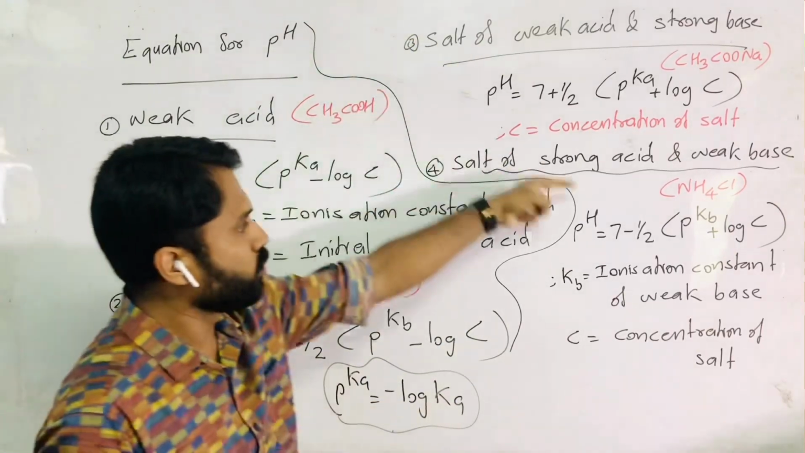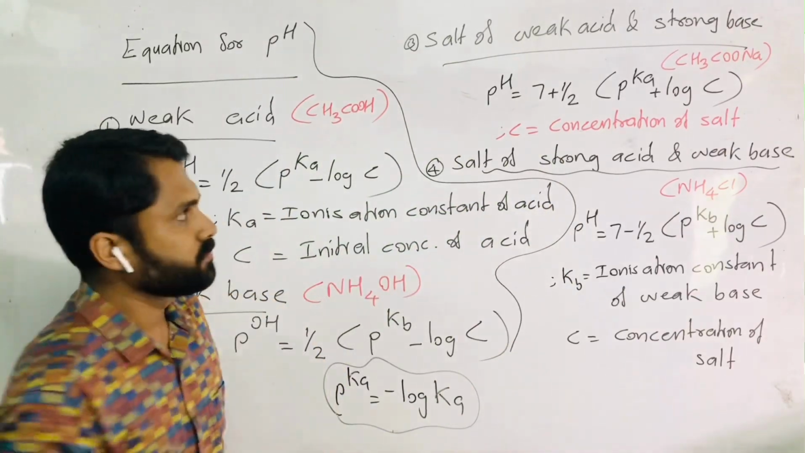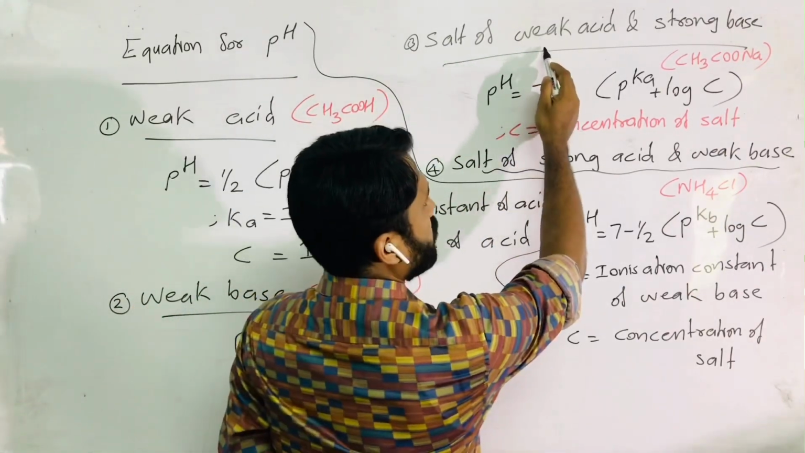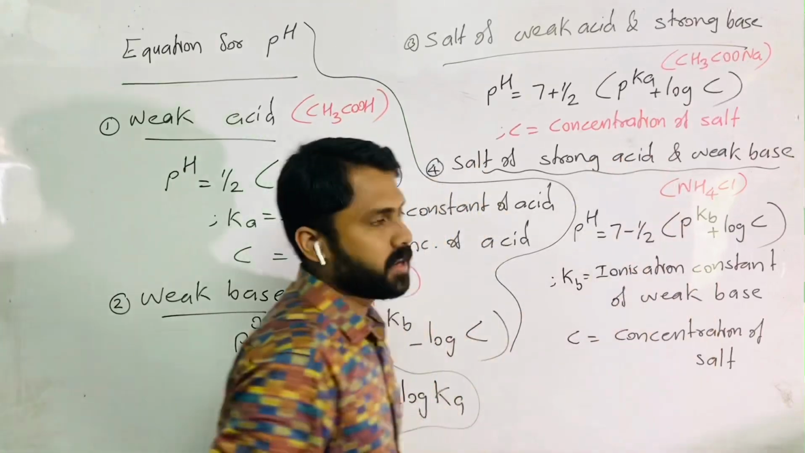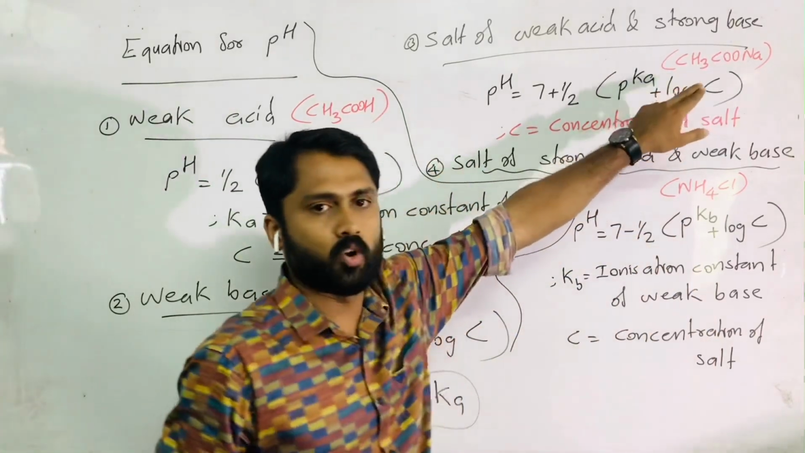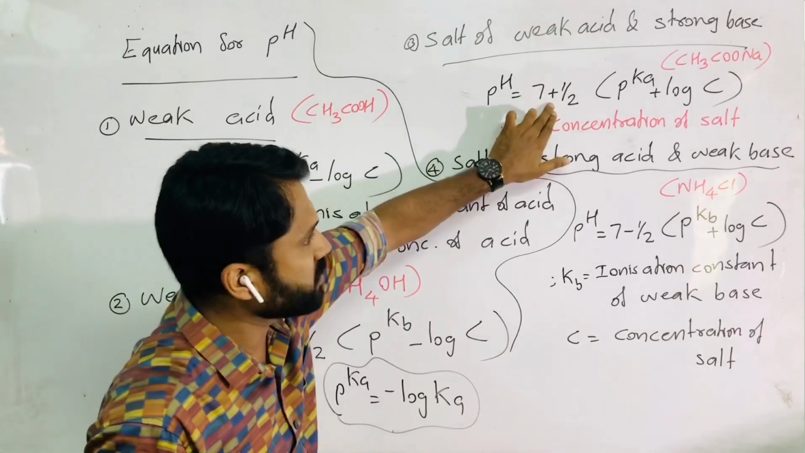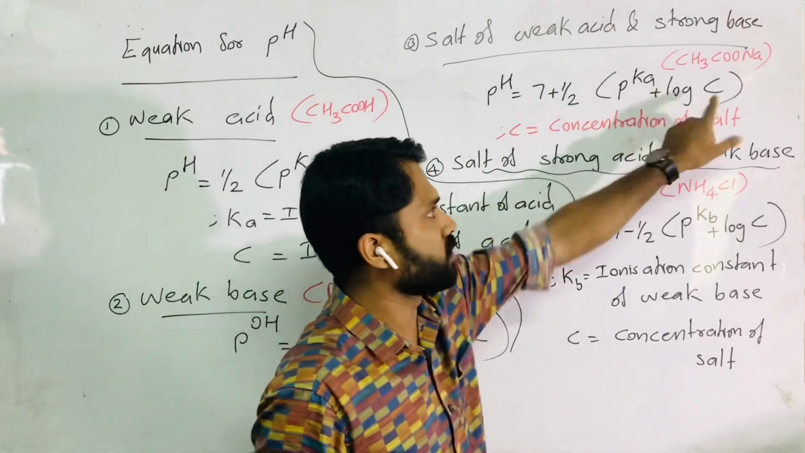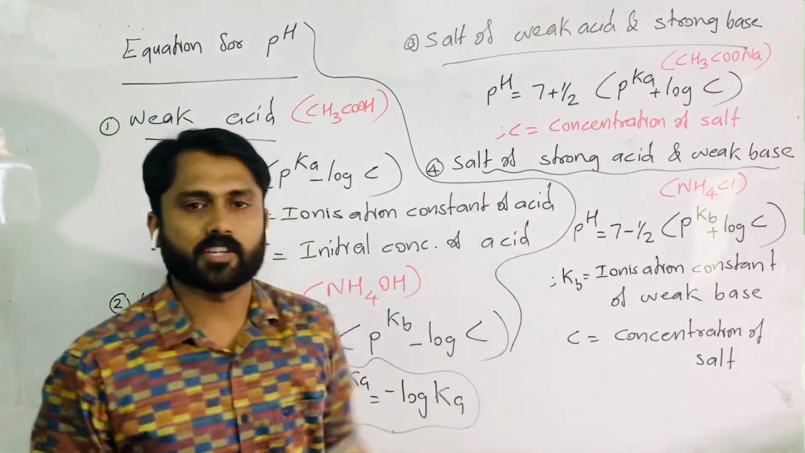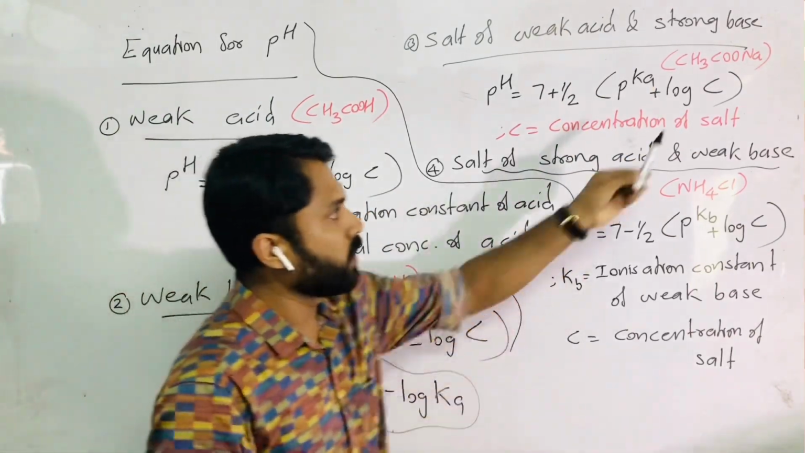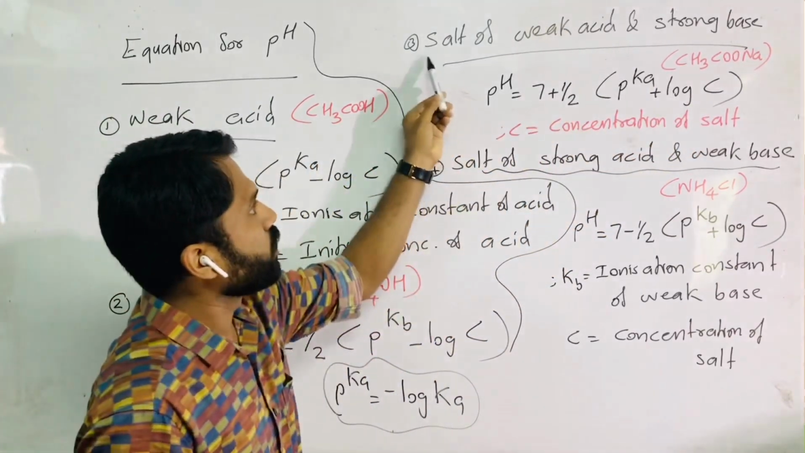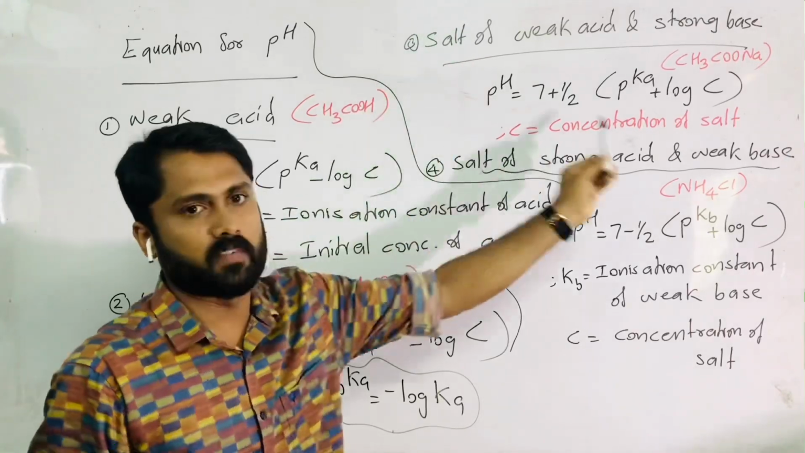Then we are going through salt equations. If the salt is of a weak acid and strong base, an example is CH3COONa. We have to use the equation pH equal to 7 plus 1/2 into pKa plus log C. Ka is the same, the ionization constant of the weak acid, but what is C here? That is the concentration of the salt given.